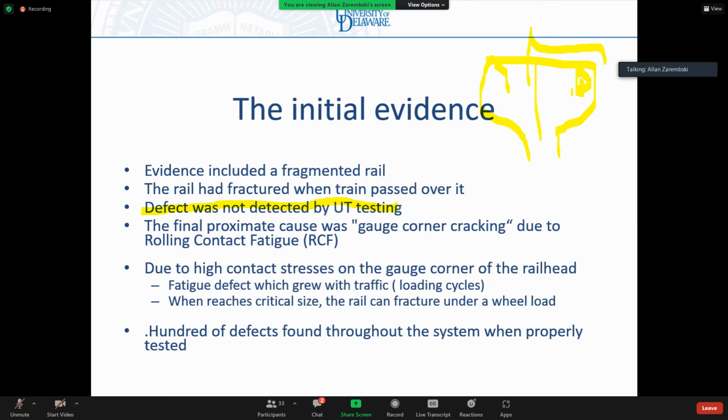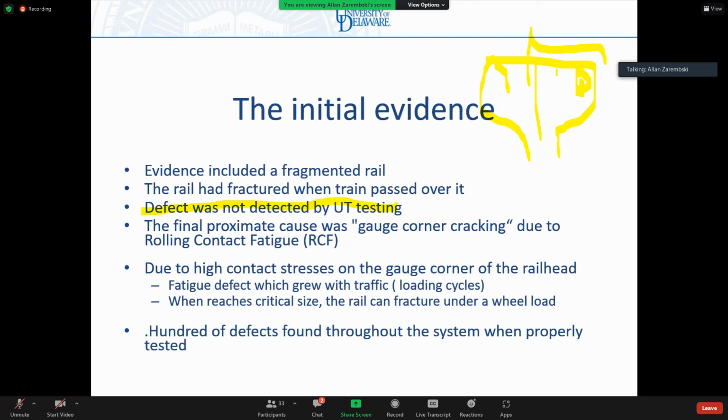Now, why do I know all this? I was actually part of the team that was brought in 2000 after this derailment to completely upgrade their inspection and maintenance procedures to make sure this never happened again. And we'll talk about that in another class. Right now, I just want to make this point.